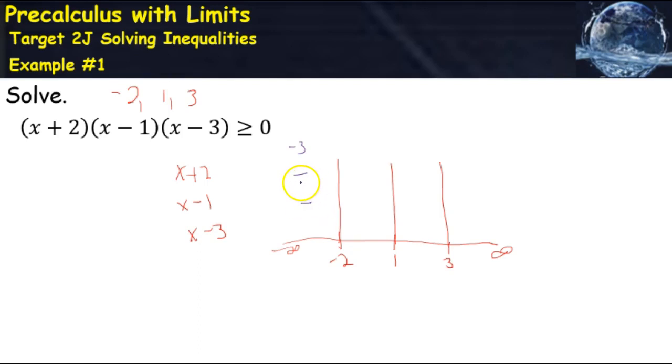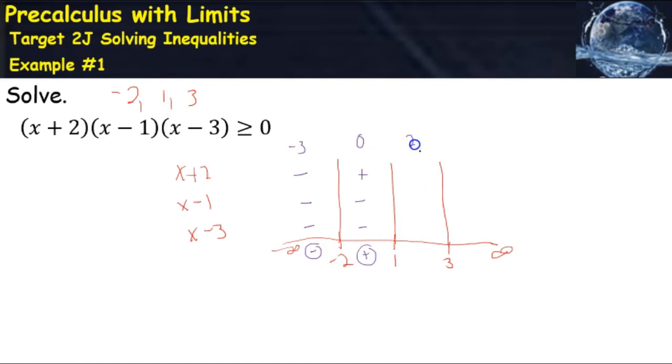And then finally, -3 minus 3 is -6, which is a negative. And a negative times a negative times a negative is negative. And I get that by just counting my negatives. I had an odd amount of negatives, so it's negative. If I have an even amount, it's positive. Now something between -2 and 1 is 0. 0 plus 2 is positive, 0 minus 1 is negative, and 0 minus 3 is negative. And here I have two negatives, which is even, so this is positive.